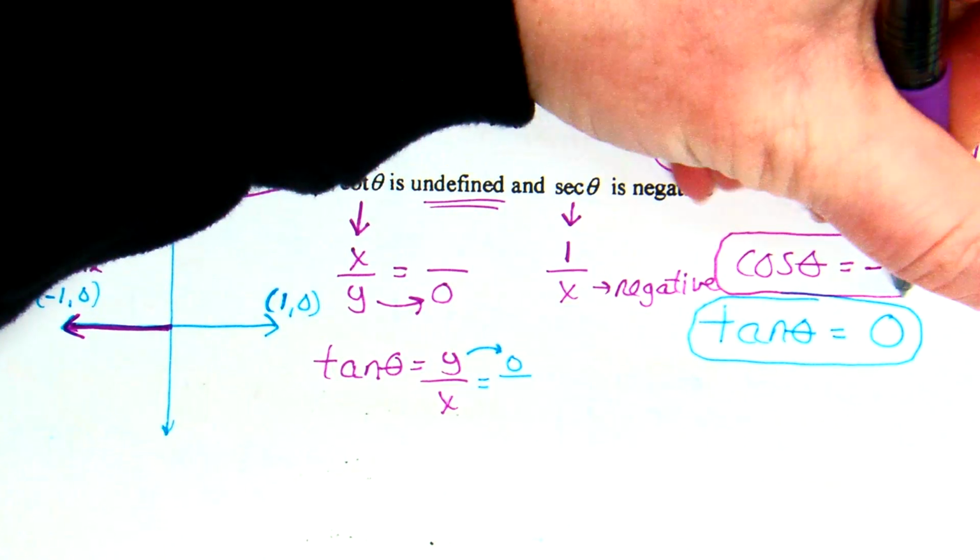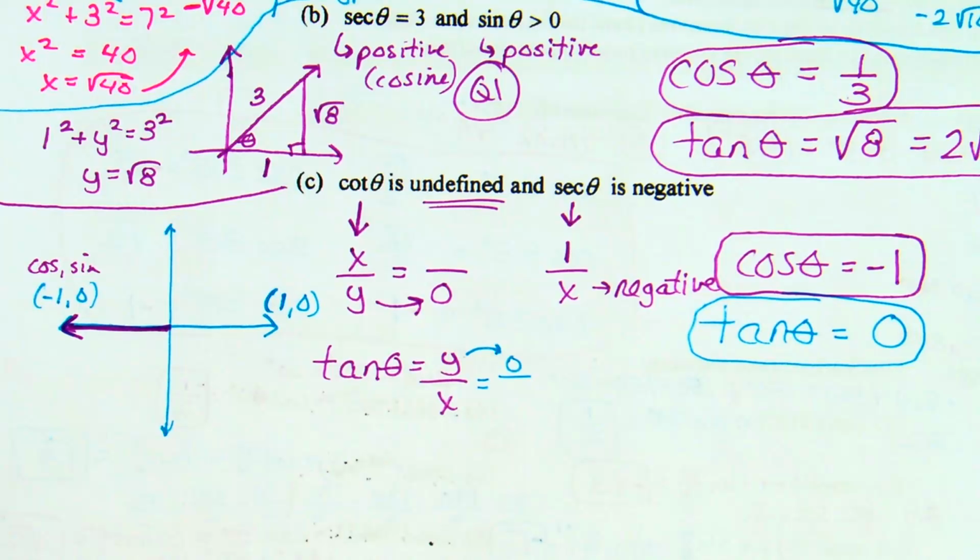Okay. So the key is when you see those zeros and those undefineds, think of your quadrant angles. So think of 0, 90, 180, or 270. And then figure out from there, this is based on the fact that y had to be the 0, so we could get to there. And then secant is negative, which is cosine is negative, so x is negative. And there we go. Okay.